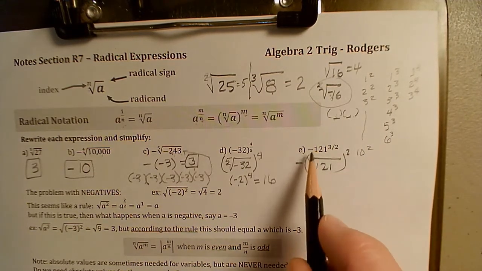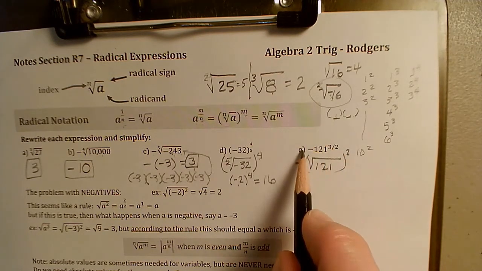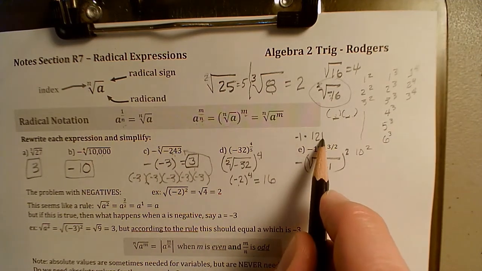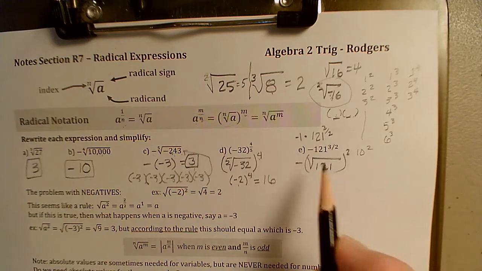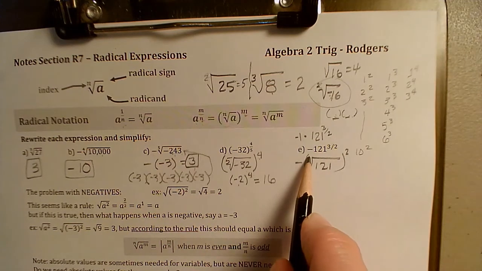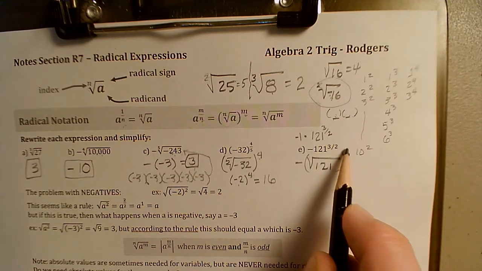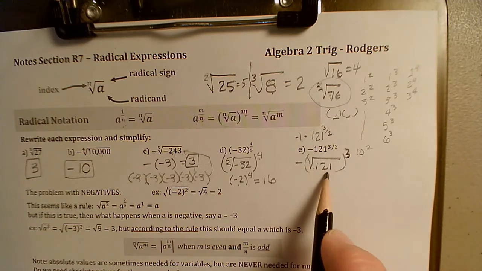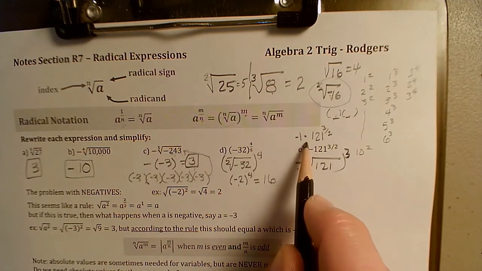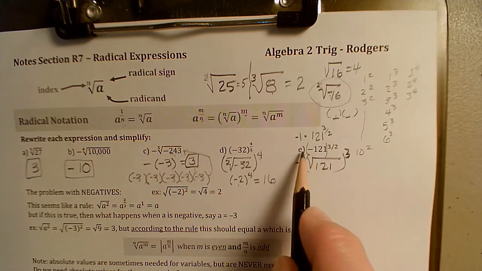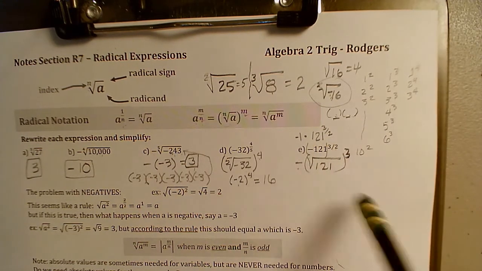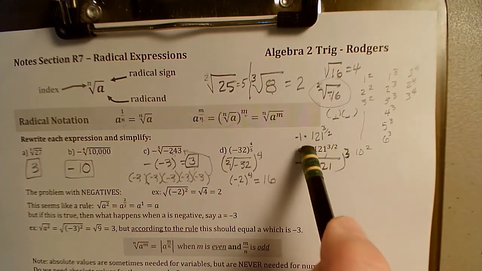So this negative is kind of out in front. It's really negative 1 times 121 to the 3/2 power, and so we're dealing with 121 raised to the 3/2 power, or the square root of 121 cubed. This should be a 3. Okay, but the negative is out in front. It's not this, where the negative is part of it, and we wouldn't be able to do that because we'd have the square root of a negative number. So it is not that. That negative is out in front.